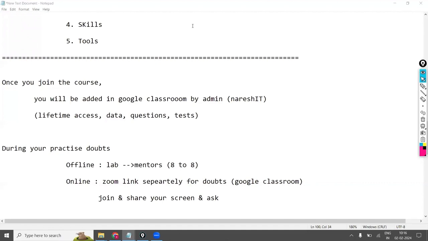Now, coming to this, are we going to cover LLM? Yes, obviously we'll cover the LLM. Is this related to this course? Yes, that is part of the AI, generative AI. LLM is part of generative AI and we are going to cover that.